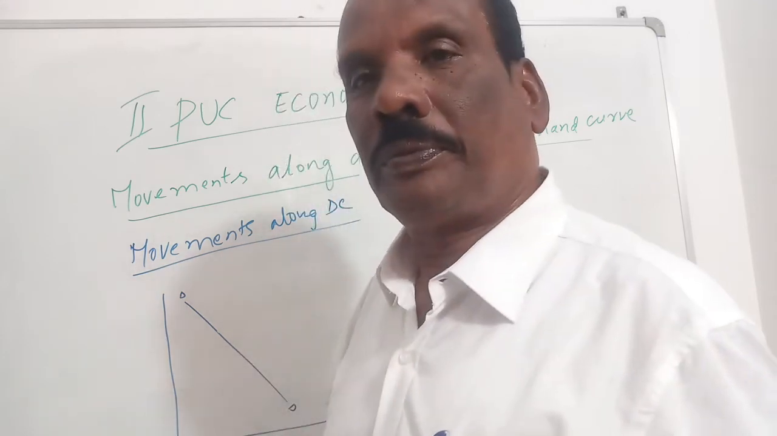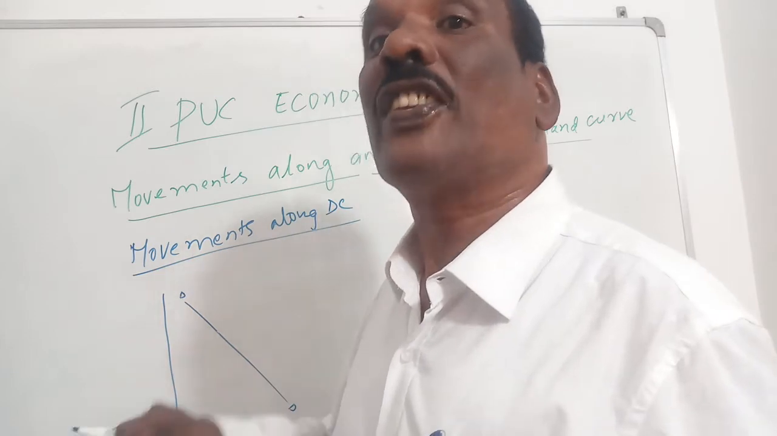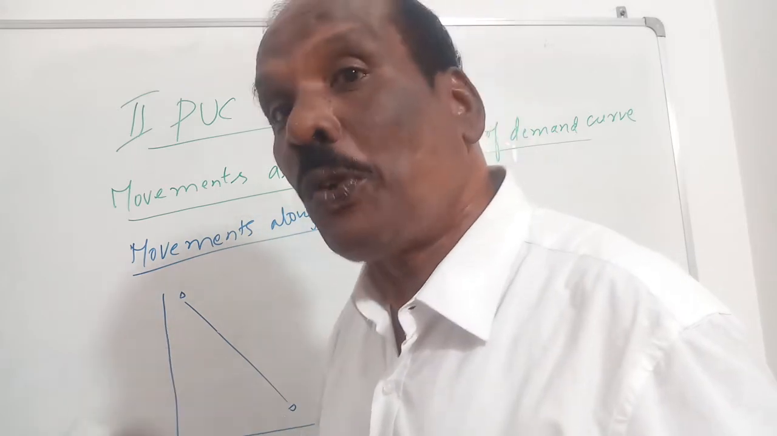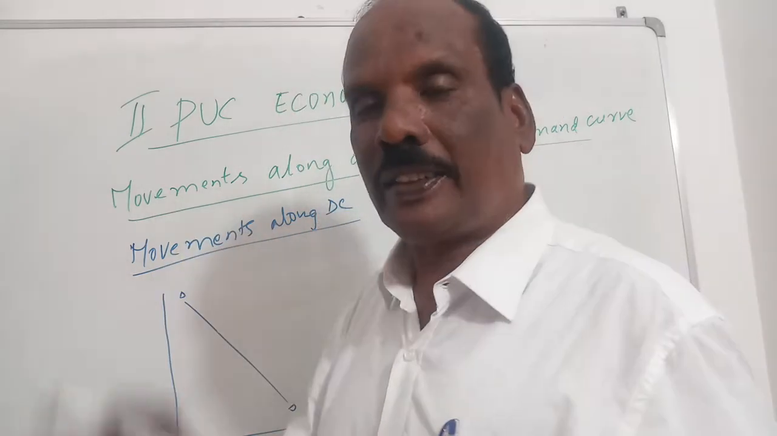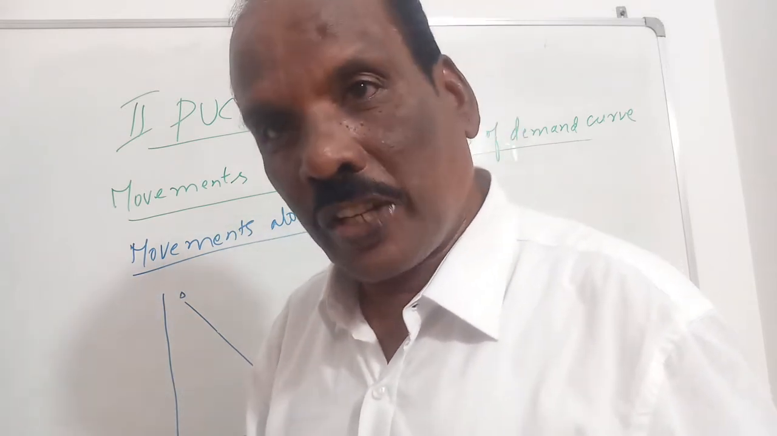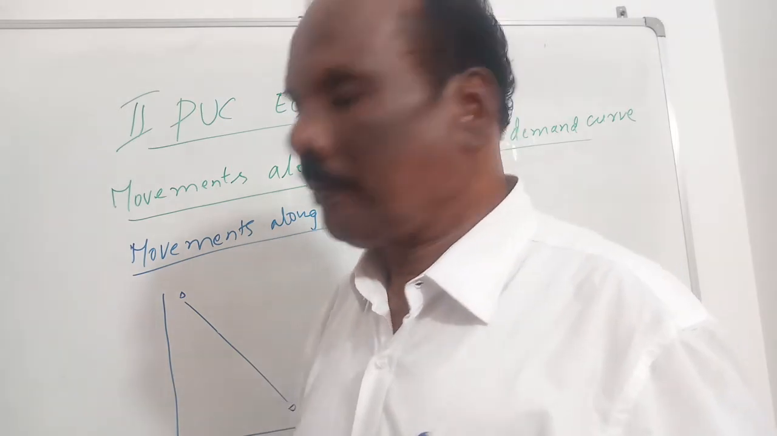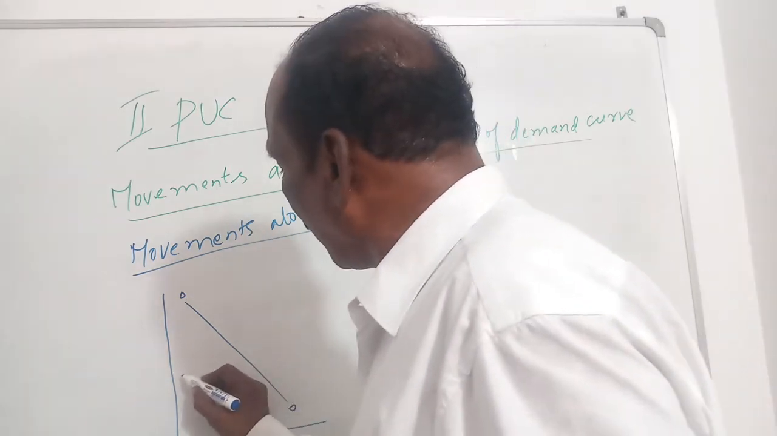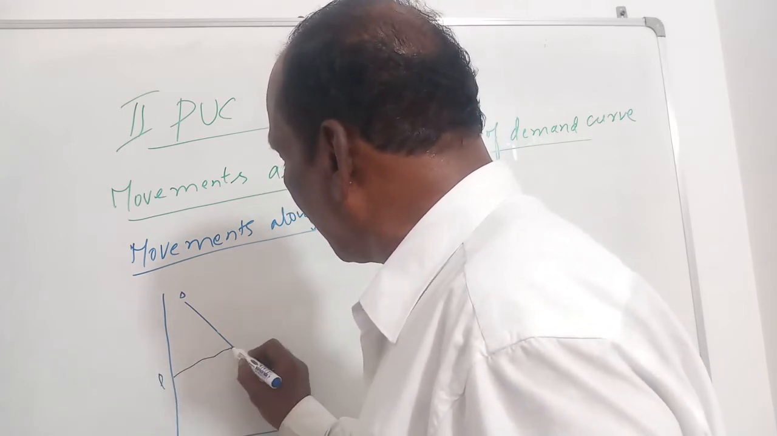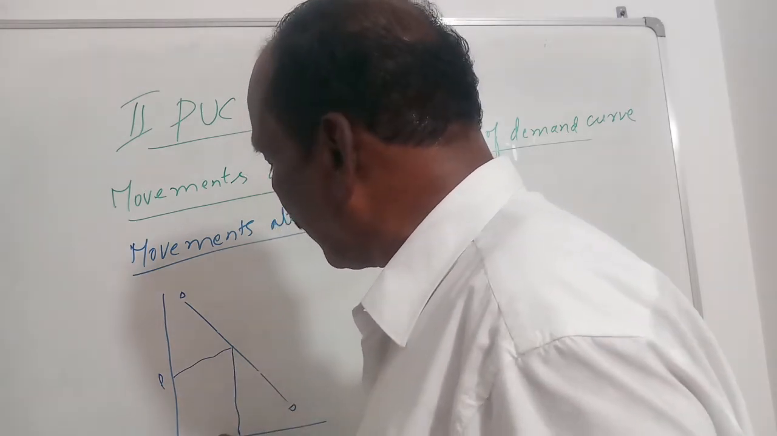So movements take place only because of changes in price. There will be changes in demand due to changes in price only, keeping other factors constant. Income is kept constant. There will be no changes in taste, no influence of advertisement and all that. So here, see, at the price P, the demand for the commodity is OQ.